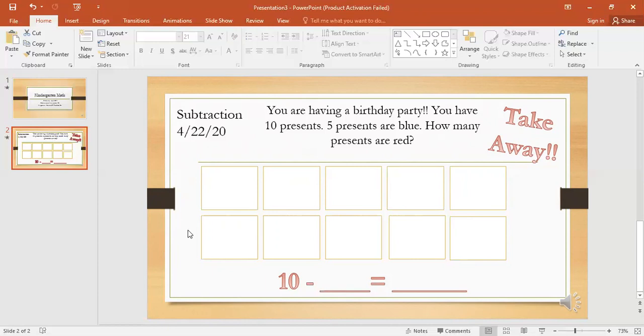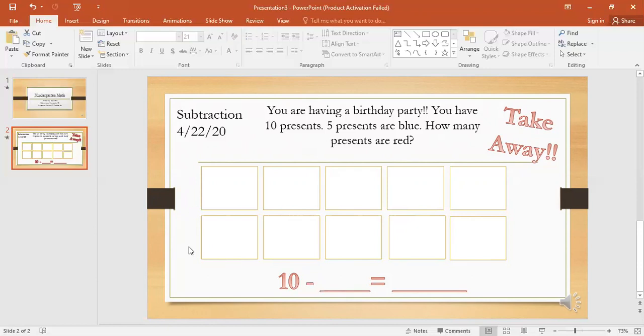Okay, great job, guys. Let's count with me to make sure that we have 10 squares showing that represent our presents. So go ahead and count these with me. 1, 2, 3, 4, 5, 6, 7, 8, 9, 10. Great job. So I have 10 presents. Let's go back to our story problem. It says you have 10 presents. We got that. We know that we have 10 presents.